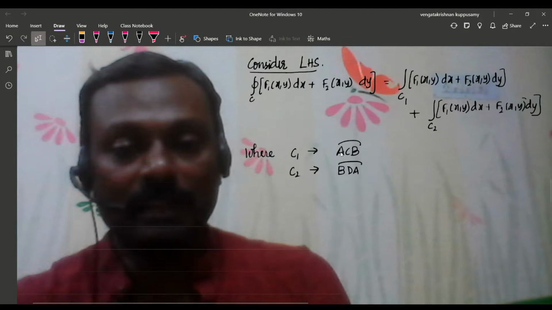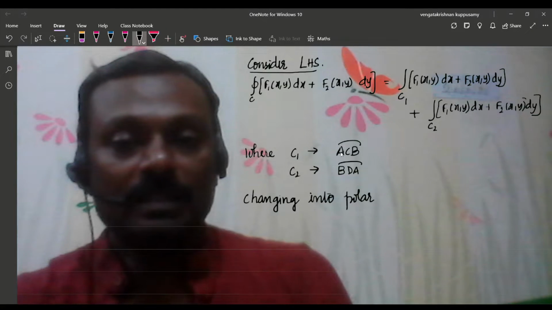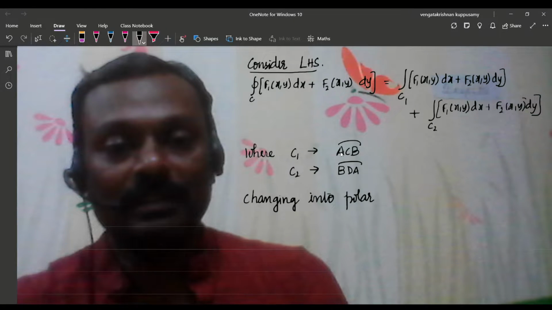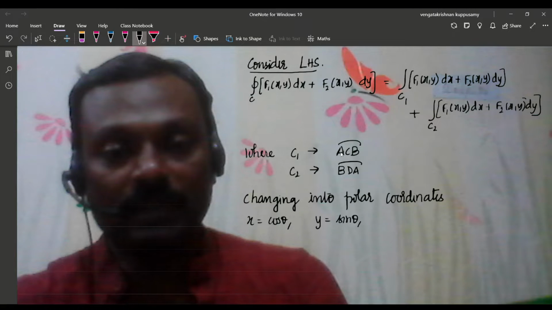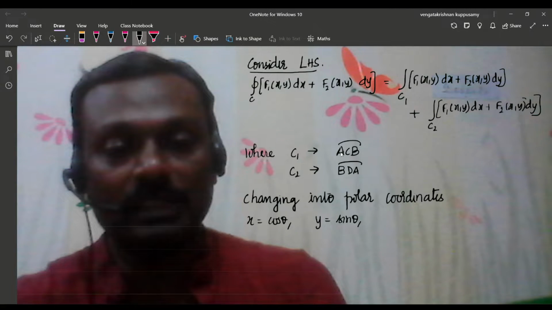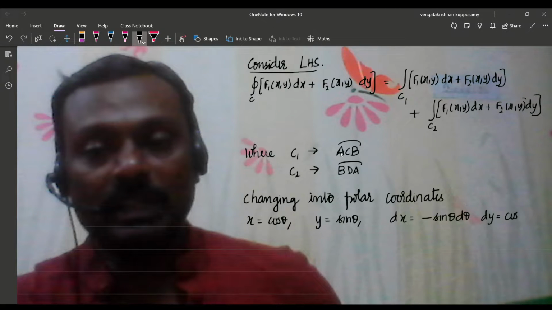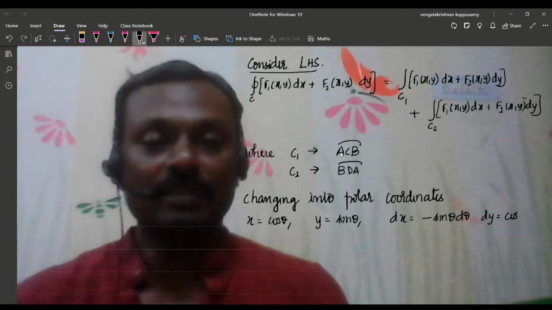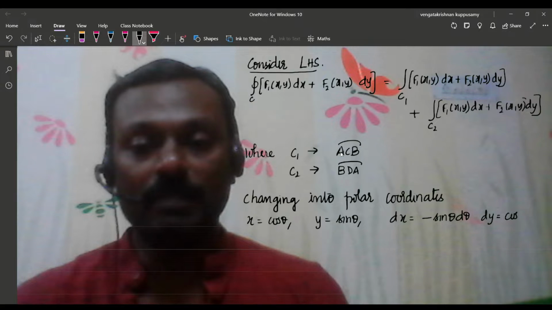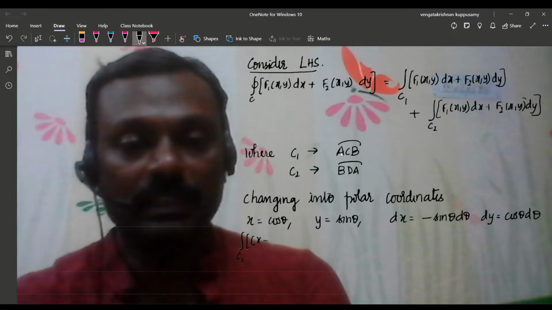So let's evaluate the integrals one by one. Before evaluating, since the region is circular, it will be convenient if we change the Cartesian system into polar coordinates. In polar coordinates we have x equals cos theta and y equals sin theta. Therefore by total derivative, dx is going to be minus sin theta d theta and dy is going to be cos theta d theta.